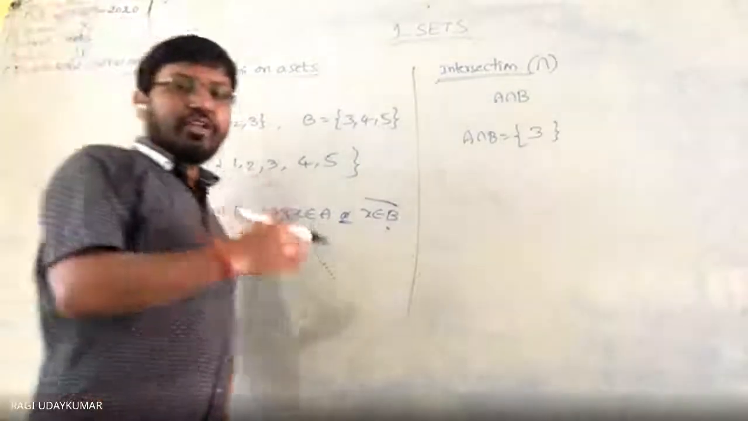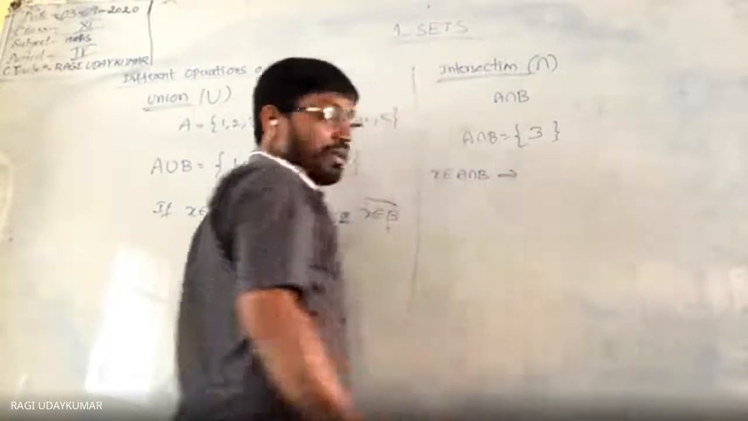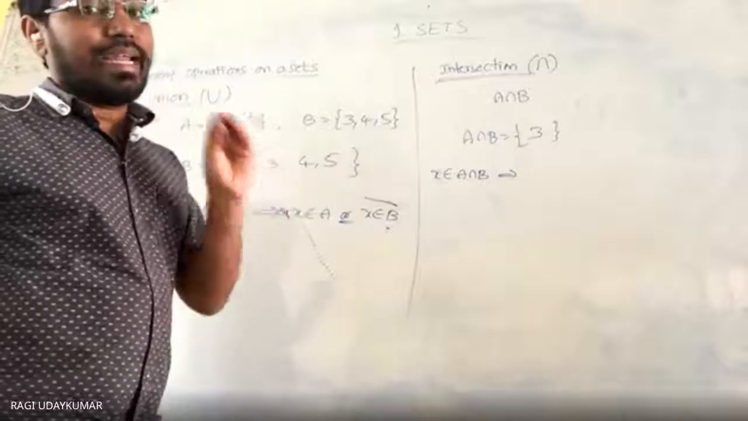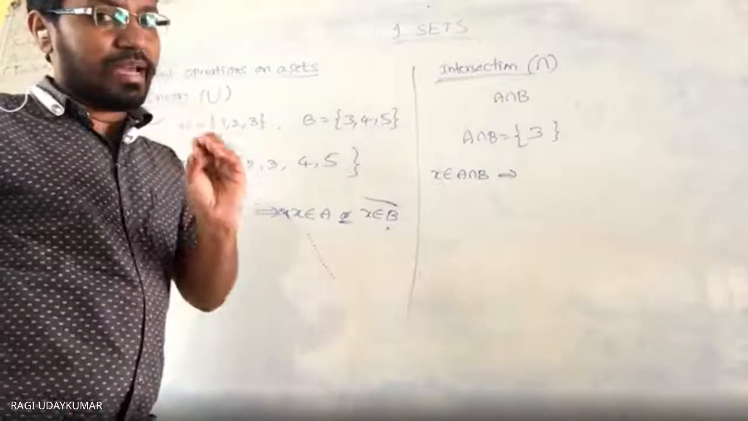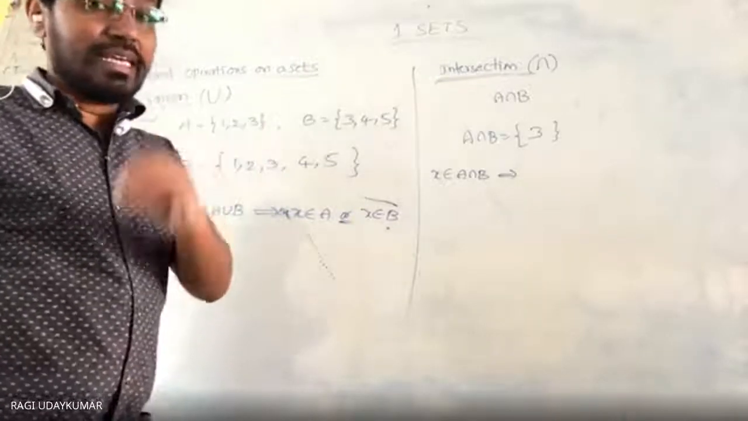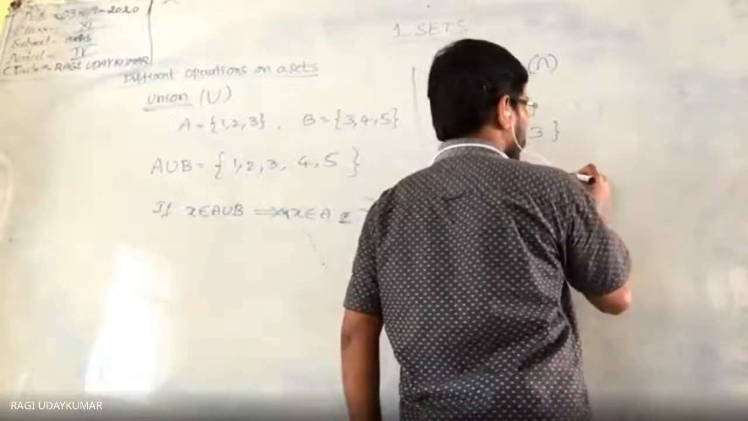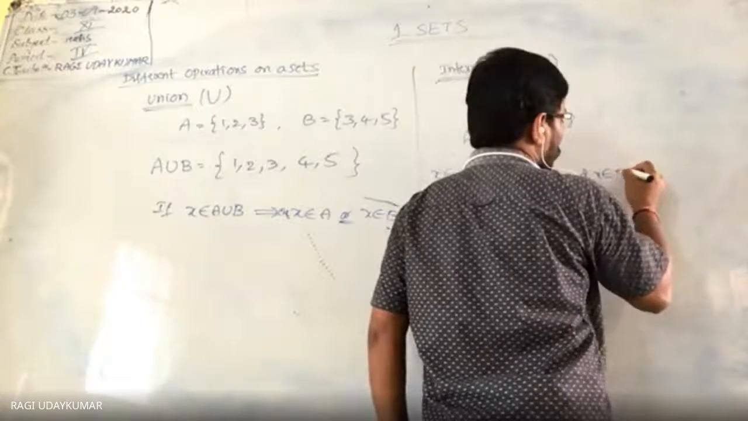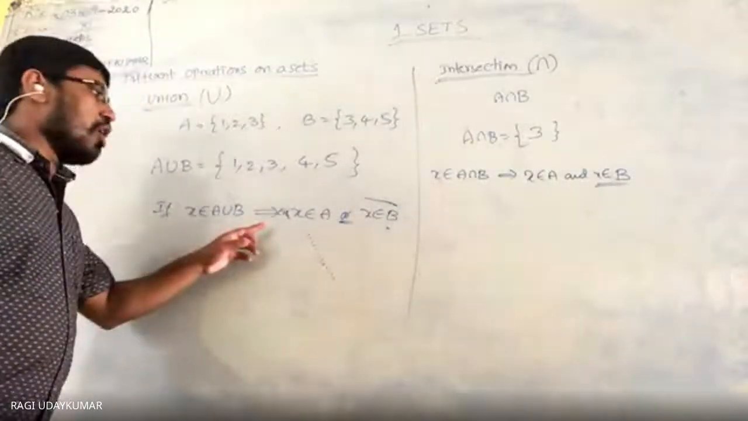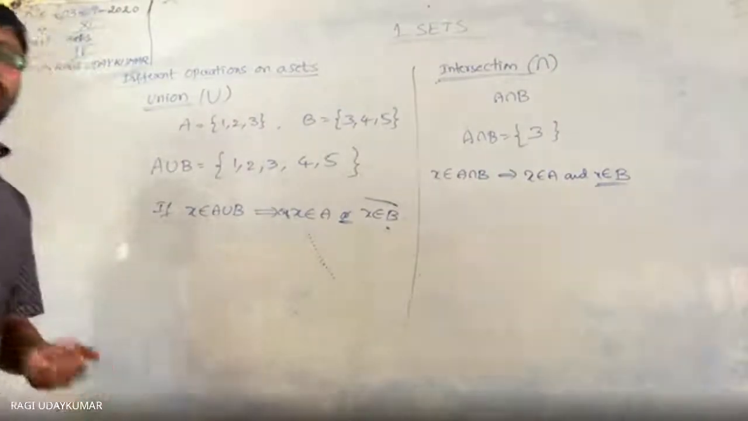Whenever you take this, X belongs to A intersection B. Mathematically, if you want to say it, X belongs to A intersection B means it should be present in both A and B. So X belongs to A and X belongs to B. In case of the union you have or, and in case of the intersection, and.